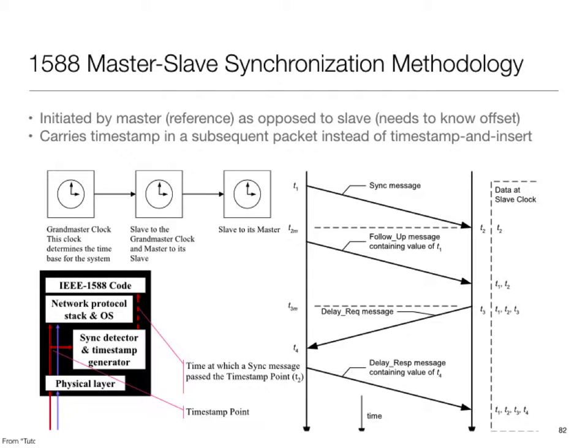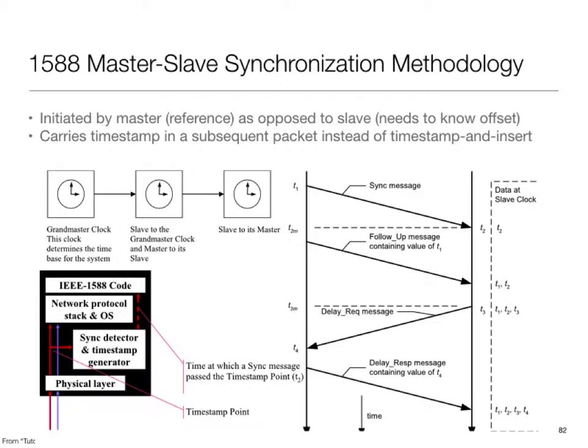The other thing 1588 did was change the mindset from one where a client approaches a server to find out what the offset of the client is, to one where masters initiate the transaction and the clients learn their offset. So NTP was client initiated. In this case, it is server initiated. We saw that transaction. So message 1 goes out.